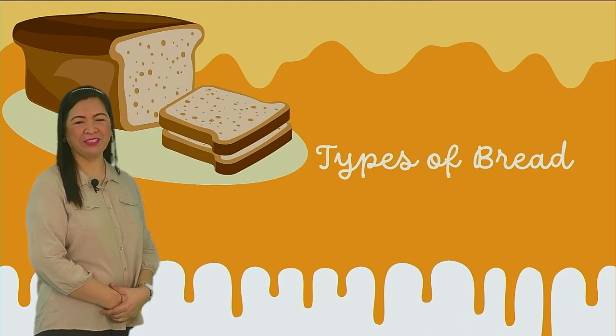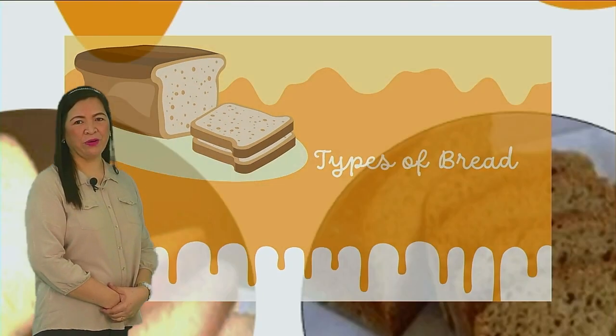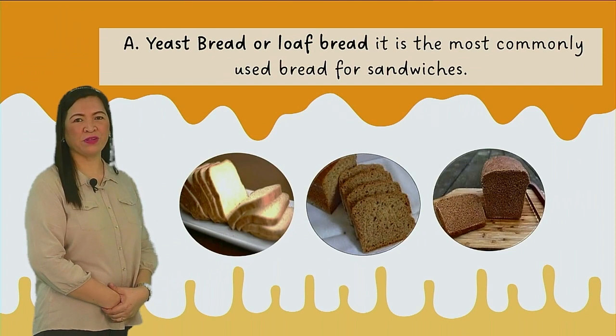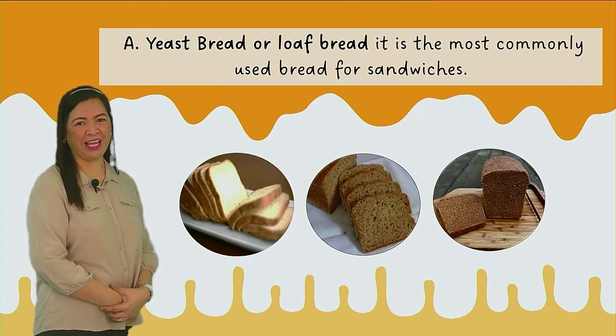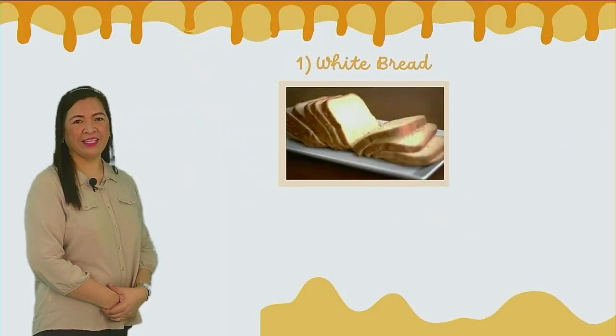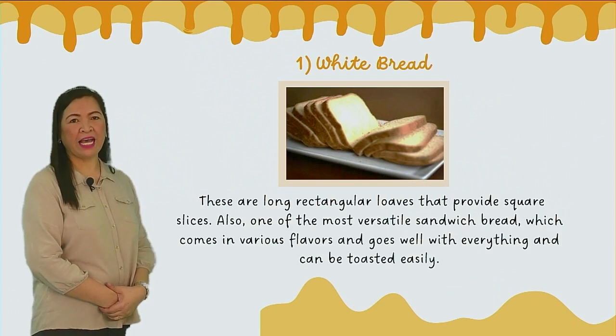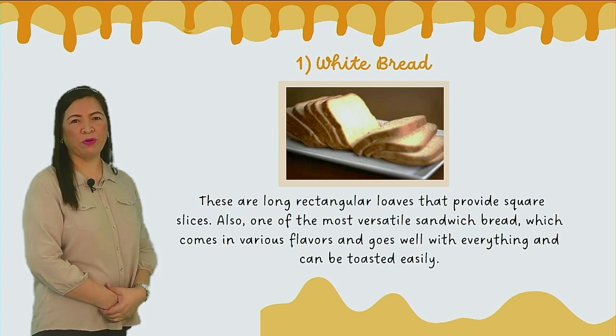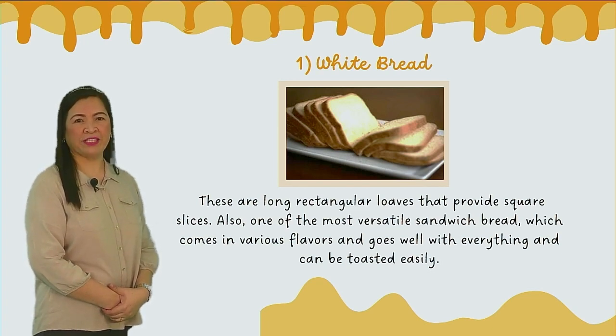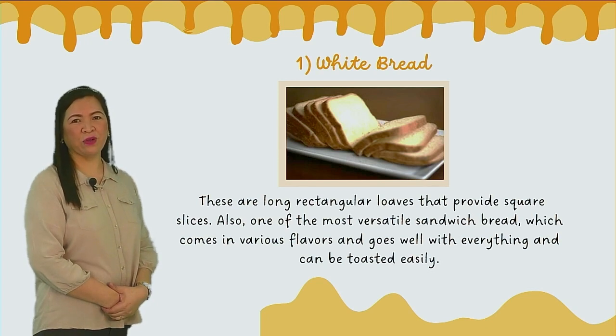First, we have yeast bread or loaf bread. It is the most commonly used bread for sandwiches. And under yeast bread, we have white bread. These are long rectangular loaves that provide square slices. Also, one of the most versatile sandwich breads, which comes in various flavors and goes well with everything and can be toasted easily. Popularly known as fun or tasty among Pampangueños.